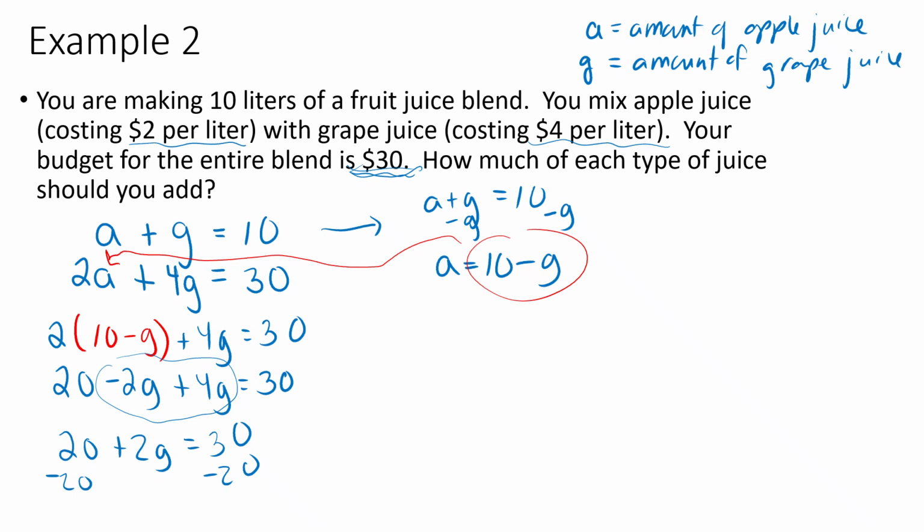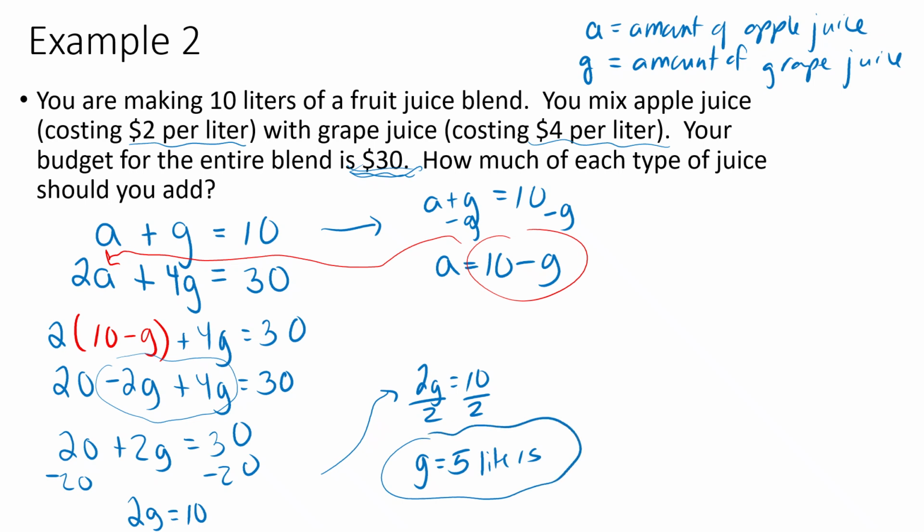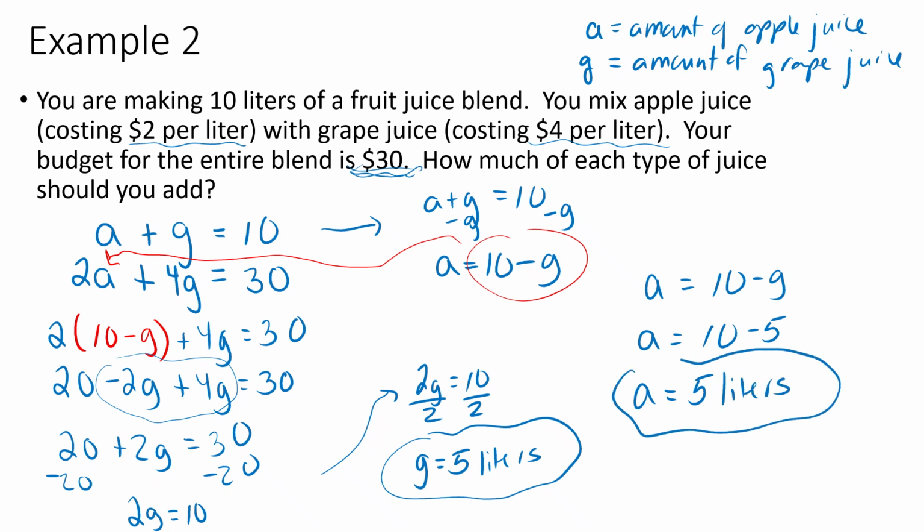Okay, so we're going to have 2G is equal to 10. I kind of ran out of space there. Divide both sides by 2, and I get G is equal to 5. So we need 5 liters of grape juice. And then remember that A is equal to 10 minus G, and now we know that G is 5. So 10 minus 5 is 5, and we need 5 liters of apple juice.